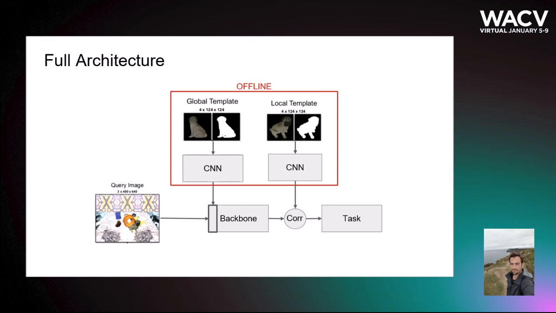Since we use a single global template, the backbone can be computed once at test time. The task network is then computed for each local template after the correlation. Online processing time can be saved by precomputing the global and local features.